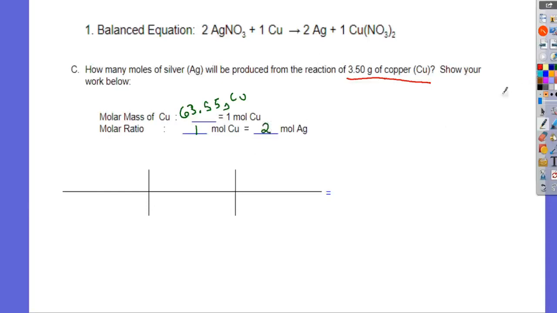So let's set up my grid. I have 3.50 grams of copper. Because I start with grams of copper, I know I'm going to put grams of copper on the bottom. Grams of copper on the bottom, well, if I look at my equivalencies, grams of copper are equal to moles of copper. And for every 1 mole of copper, I have 63.55 grams of copper.